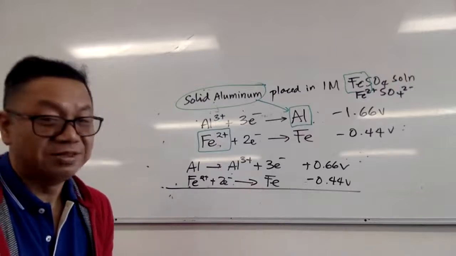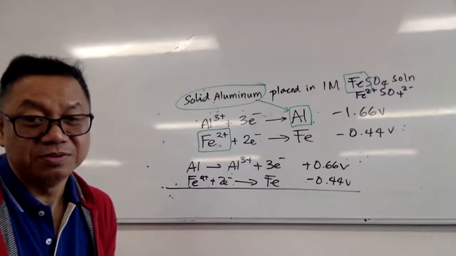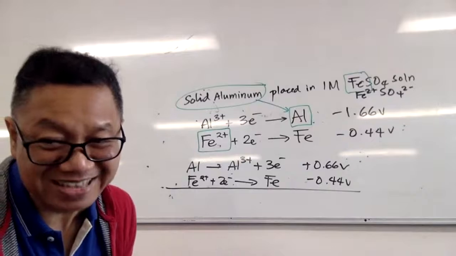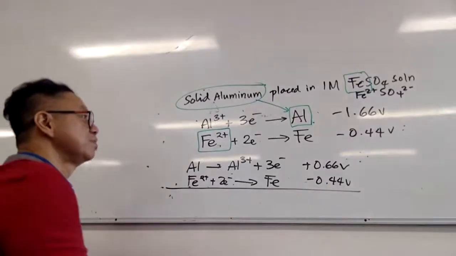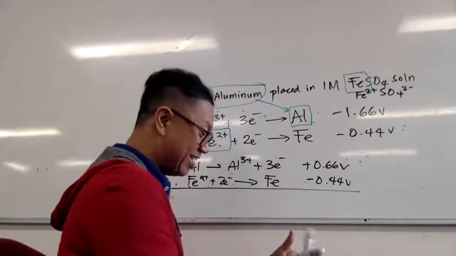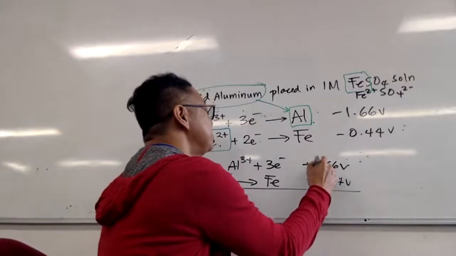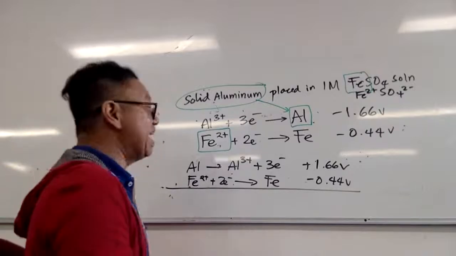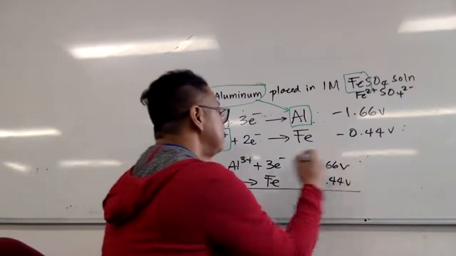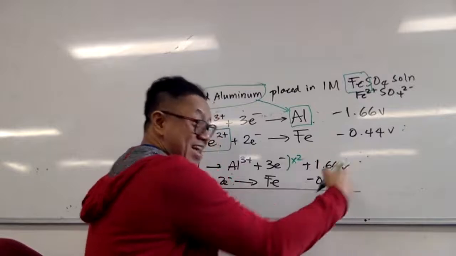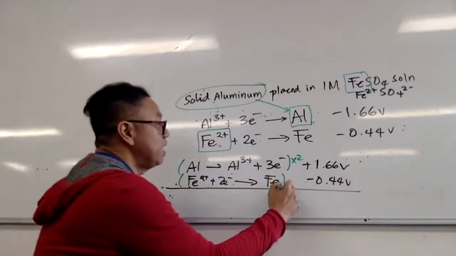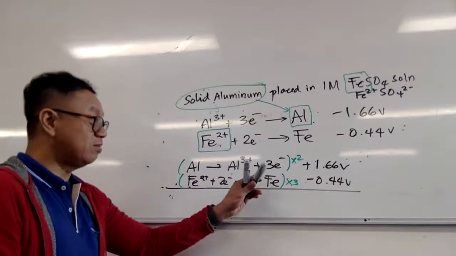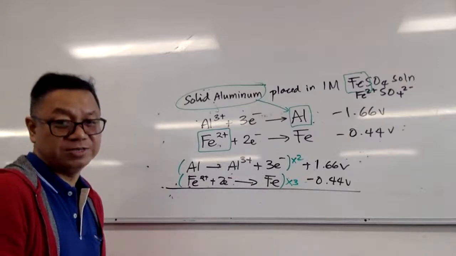The first step is to balance the electrons. Guys, you need to balance electrons first. It's 1.66. Yes, you're correct. Multiply by 2, so we multiply this by 2, not the E, just the electrons, and multiply this by 3, so that both of them will be 6 electrons.